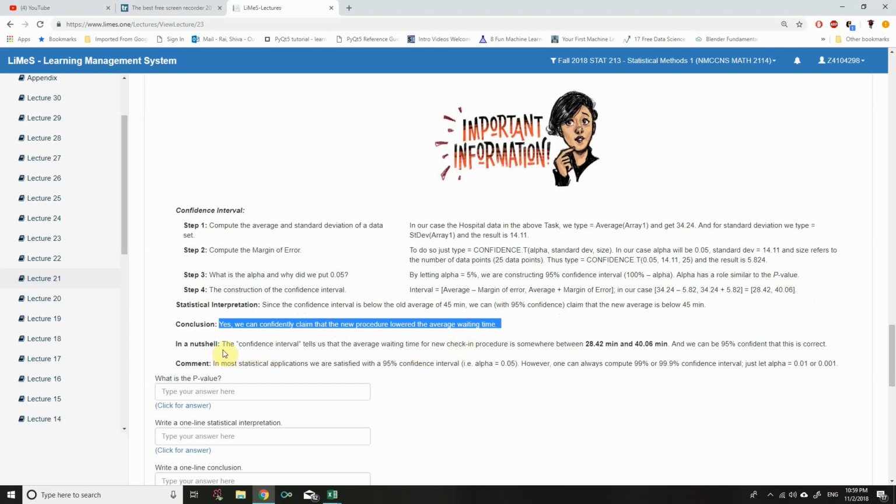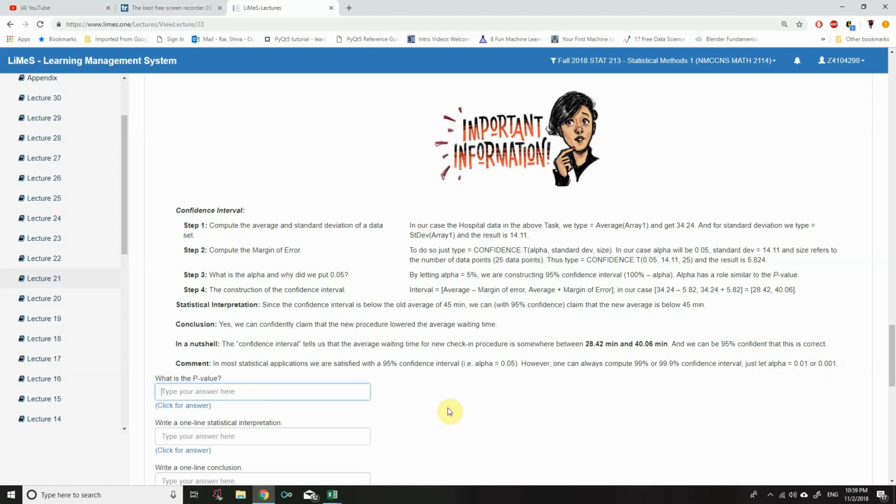That's it. In a nutshell, the confidence interval tells us that the average waiting time for the new check-in procedure is somewhere between 28.42 minutes and 40.06 minutes, and we can be 95% confident that this is correct. Comment: in most statistical applications, we are satisfied with a 95% confidence interval, that is alpha equals 0.05. However, one can always compute a 99% or 99.9% confidence interval. Just let alpha equal 0.01 or alpha equal 0.001.